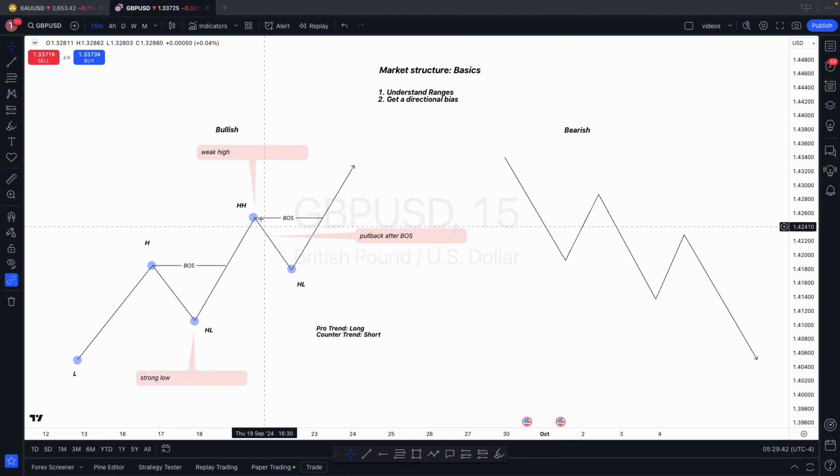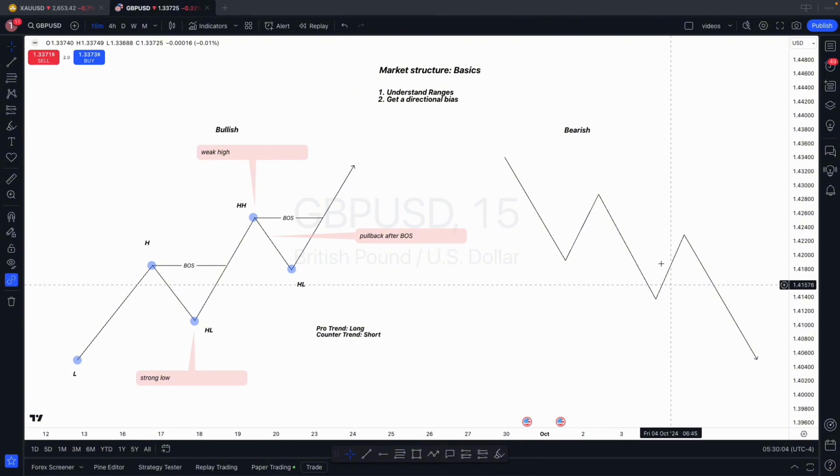Okay, so in this case, the pro trend direction will be long because we expect a long after the pullback, right? So the pro trend is long, the counter trend is short because after the long, we expect some sort of a pullback, and the pullback direction is going down, right? So it's a counter trend short. Pro trend would be long. Okay, so this is going to be a bullish scenario.